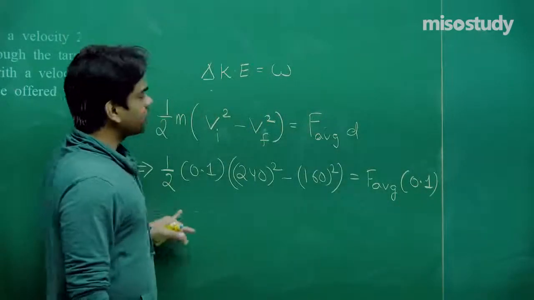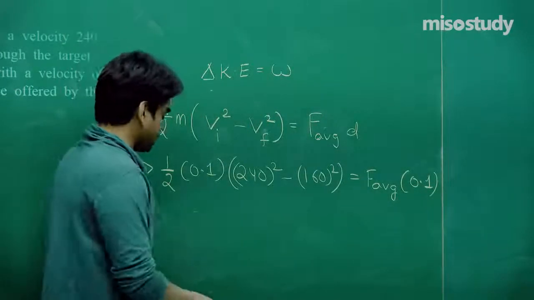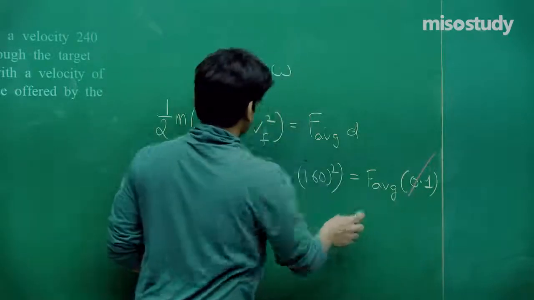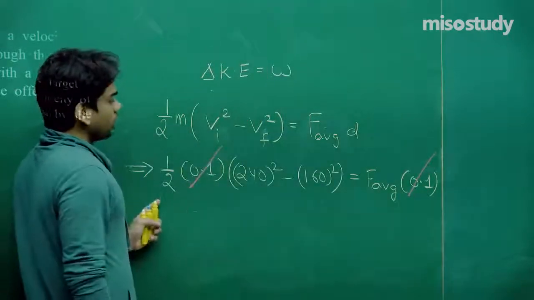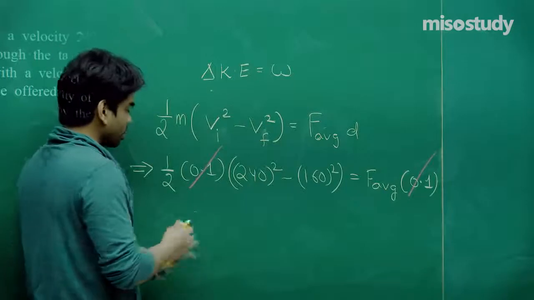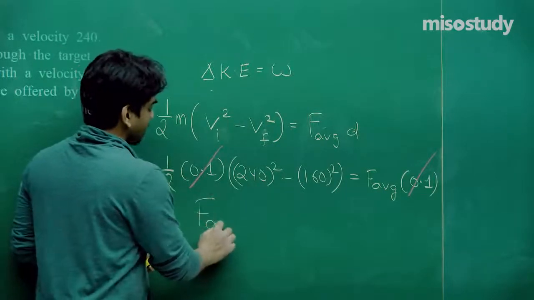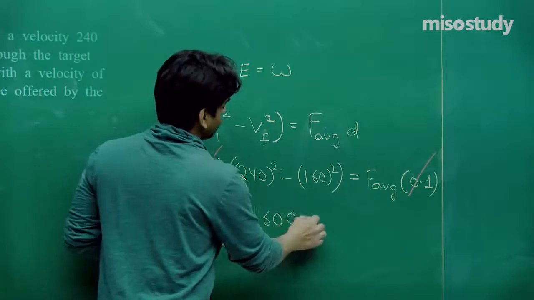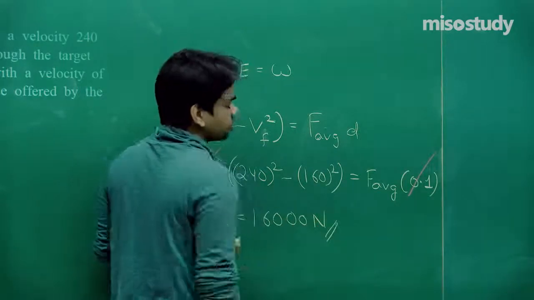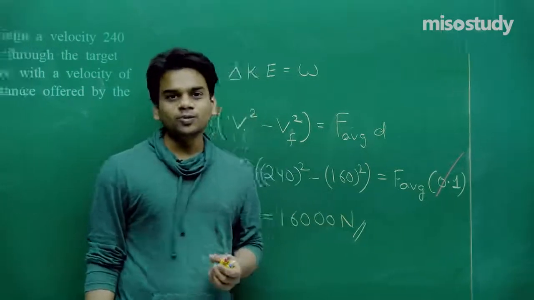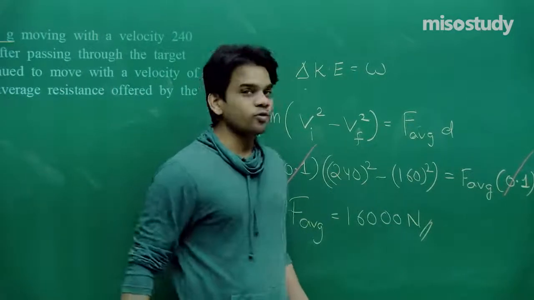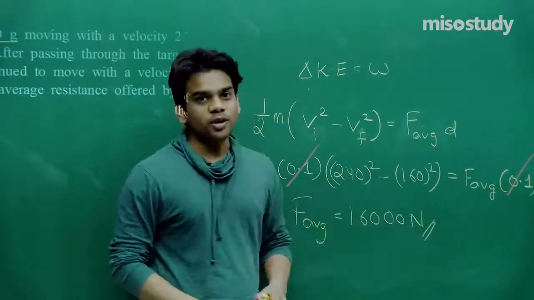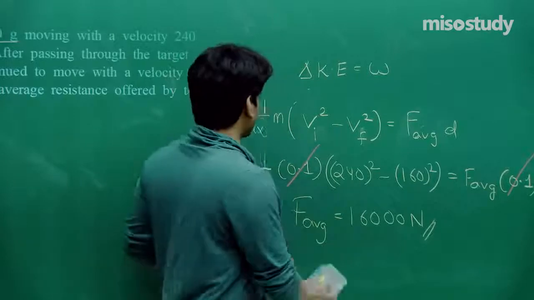Now you see the entire equation you have. 0.1 can be cancelled out easily, you can make out. Now here this term can be easily evaluated. You will find that F average will come out to be 16,000 Newton. I believe that the calculation portion can be easily done by you, which is quite easy to solve from here. 24 whole square and 16 whole square you have to use. Let's go ahead.